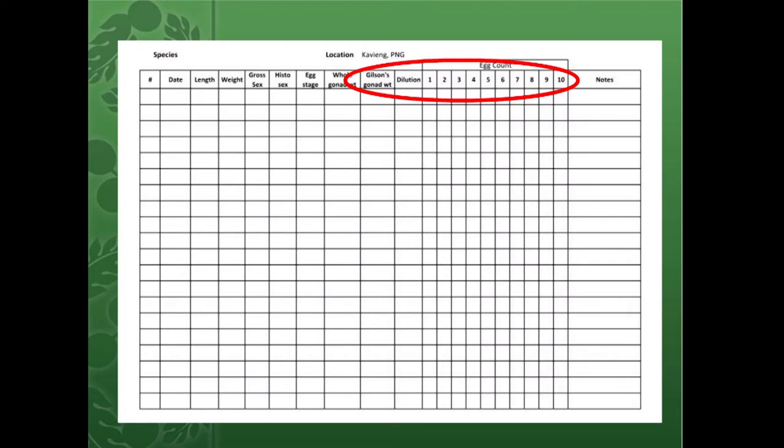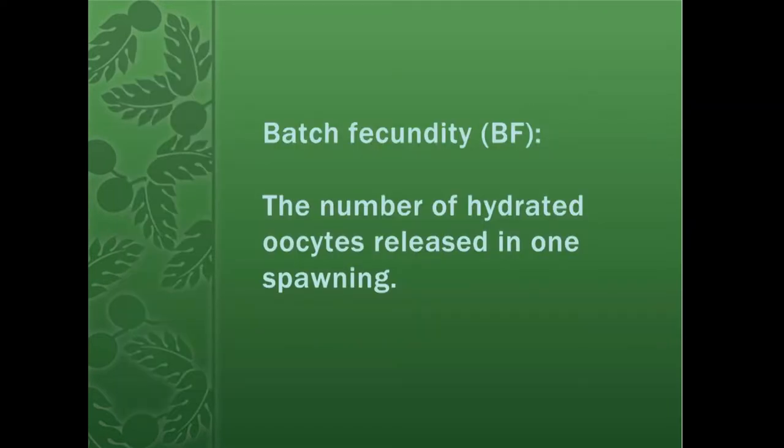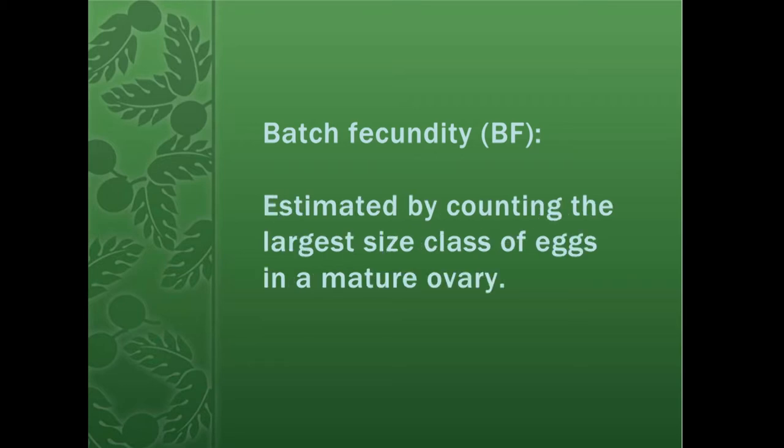I'm going to walk you through the steps necessary to produce the data to fill out the last 12 columns of your data sheet. All of that data is going to be used to estimate batch fecundity, or the number of hydrated, or stage 4b oocytes, released in one spawning event. We're going to estimate that number by trying to figure out how many of the largest size class of eggs there are in a mature ovary.